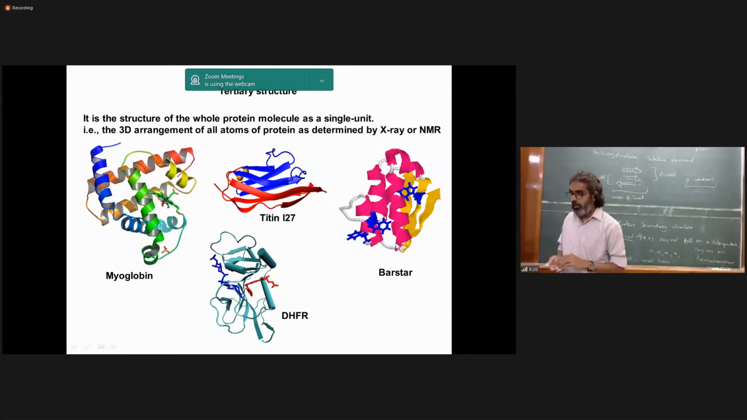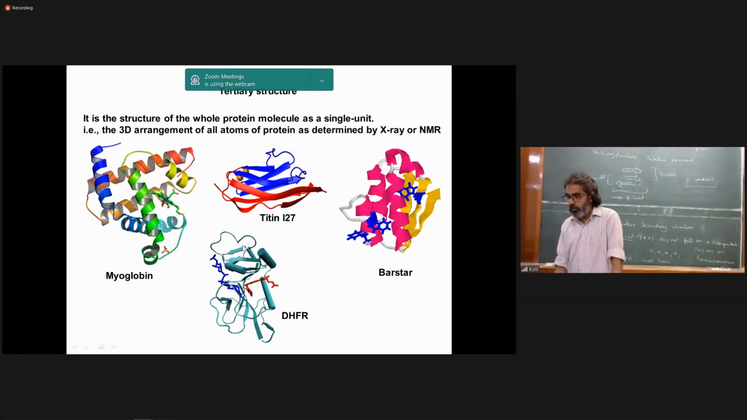So this is actually a mixed alpha beta structure. Sometimes we call the alpha beta structure a barstar. And if you see at the bottom, it is called DHFR, dihydrofolate reductase, an enzyme. Again, you see the cylinders are alpha helices, and then you have beta strands going from top to bottom. You have to observe very carefully.